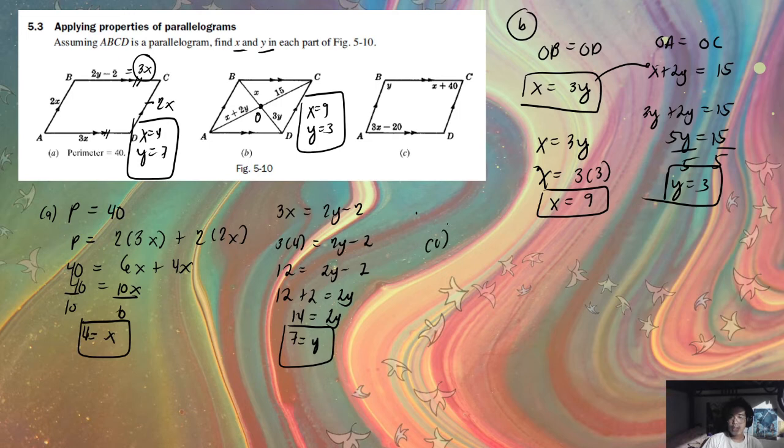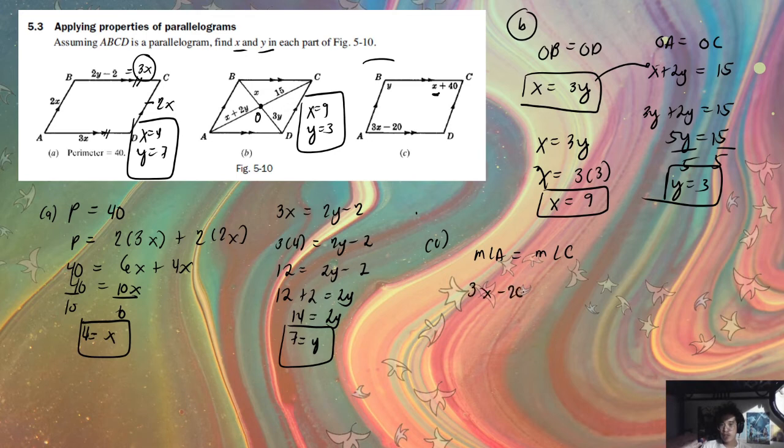For letter C, we have these givens. For this one, they are not side measurements, they are angle measurements. So what can we say about the angle measurements of a parallelogram? Their opposite angles are congruent to each other. So what relationship can we derive, or what equation can we create in order to find the value of x? For this one, we can say that the measurement of angle A is equal to the measurement of angle C. And we can also state that 3x minus 20 is equal to x plus 40.